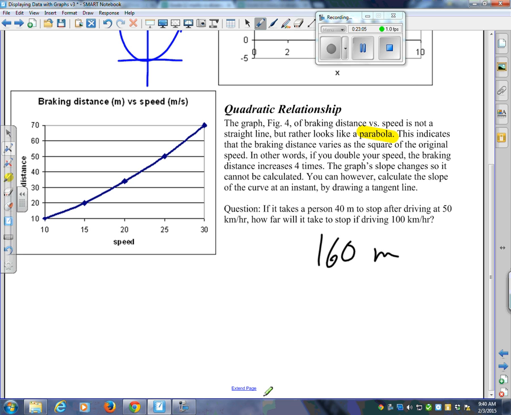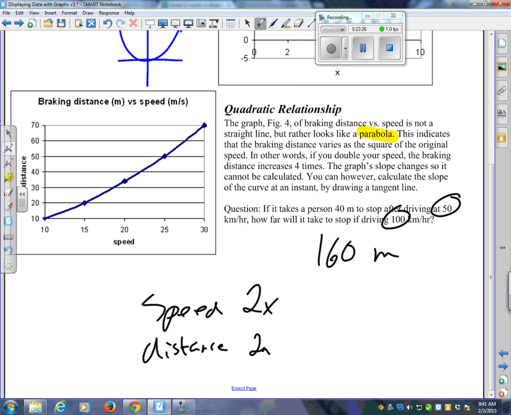That's kind of hard to describe, right? You knew what you were doing, you just didn't know how to describe it. The speed was 2 times, right? Two times the speed, so 50, 100. So this is what he did. Distance is 2 squared, which is times 4, and it was 40. Well done, 160 meters. Twice as fast, 4 times as far. That's a good thing to know. They should teach you that in driver's ed.